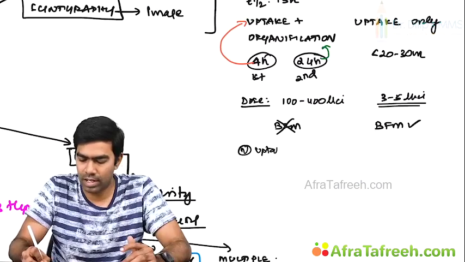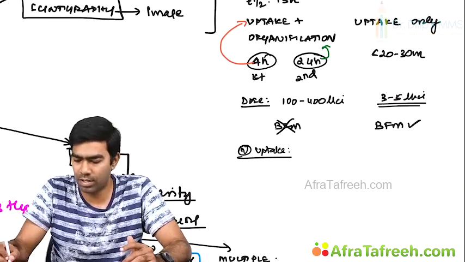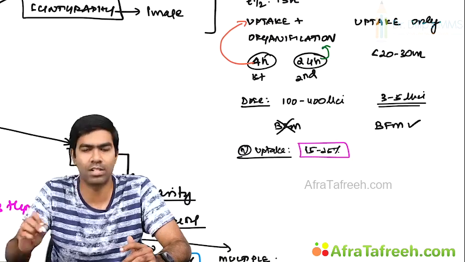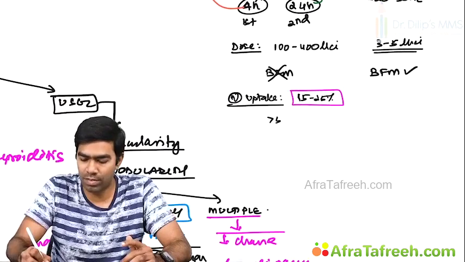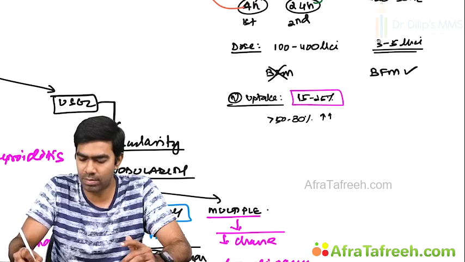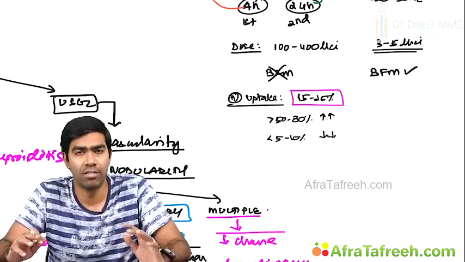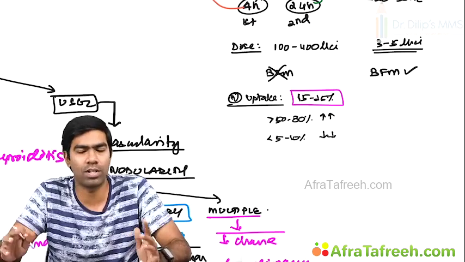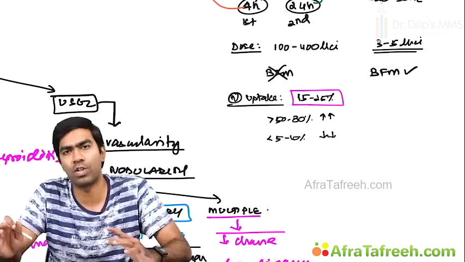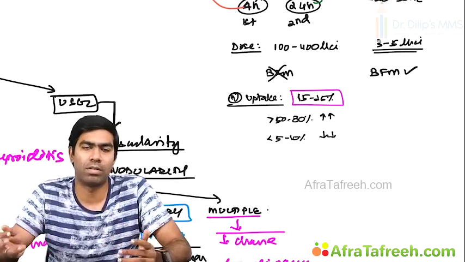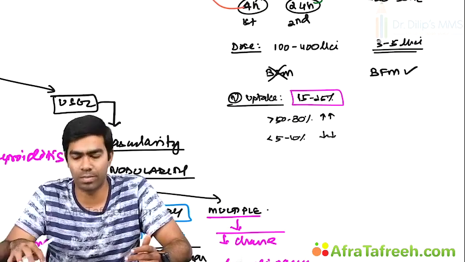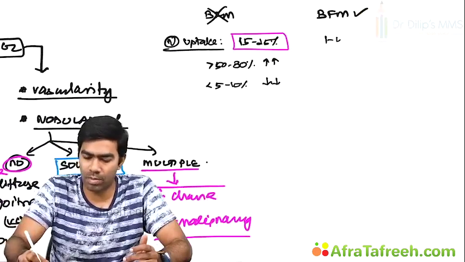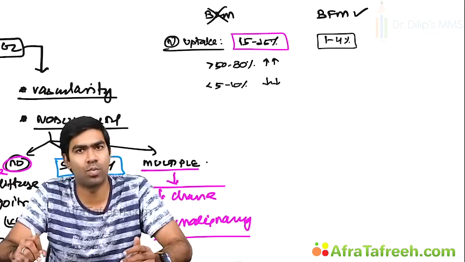So the normal uptake in radioactive iodine is approximately 15 to 25%. This 15 to 25% of tracer uptake is considered to be normal. If it is more than 50 to 80%, we call it increased uptake. If it's less than 5 to 10%, we call it reduced uptake. Remaining are gray areas. Similarly, the normal uptake based on the technetium-based tracer is 1 to 4%.